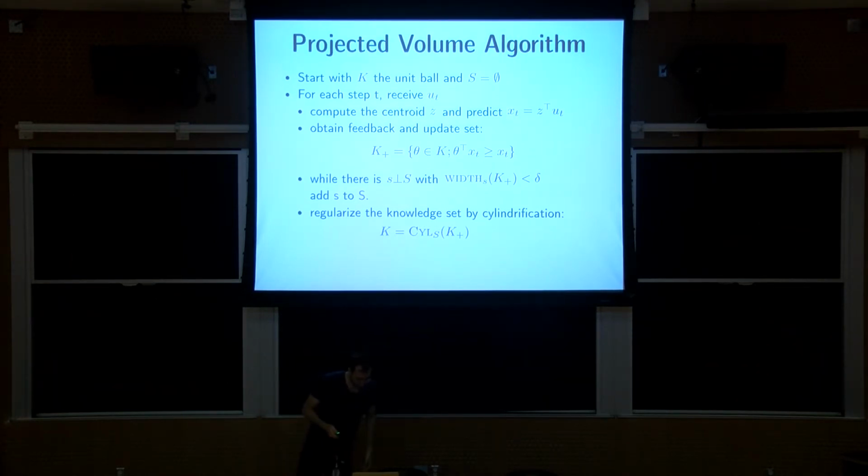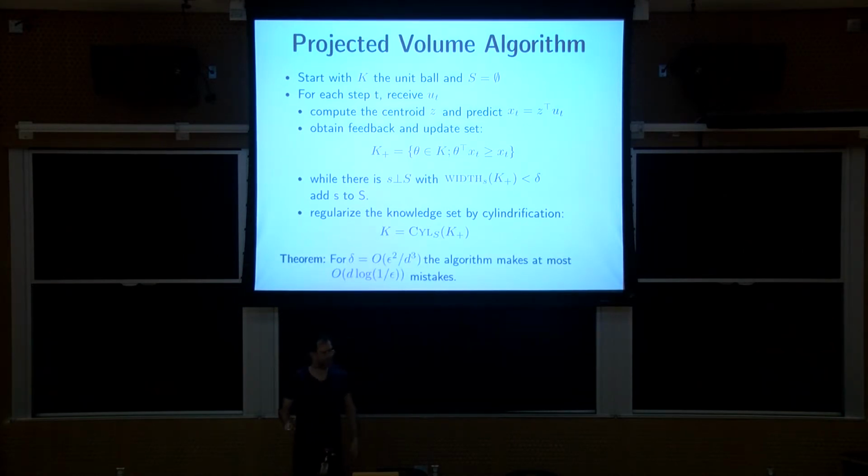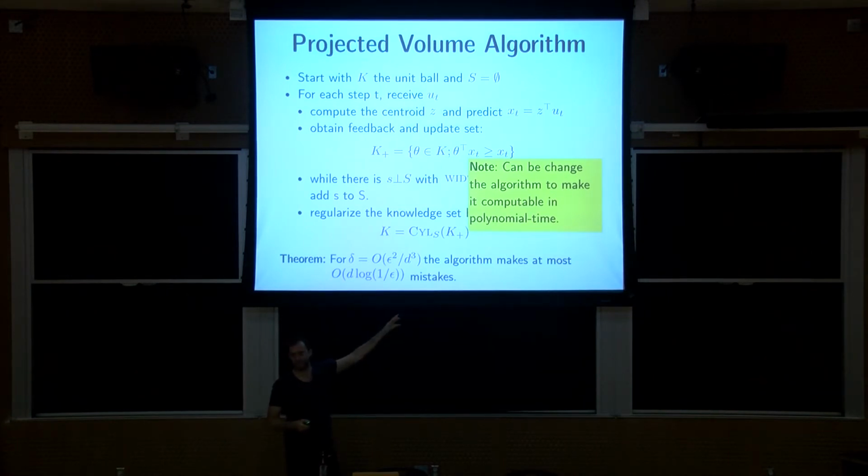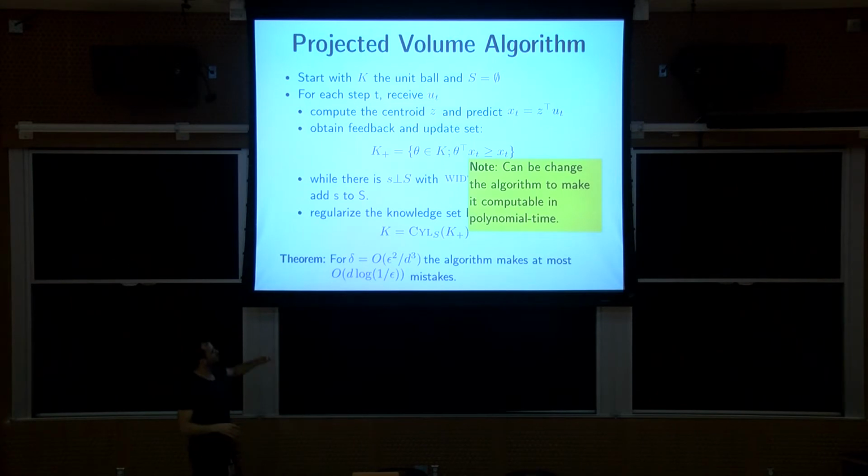So that's the algorithm. If you spend time with convex geometry, you know that all of those things are NP-hard to compute, but they can be made computational with some more work. You can implement this, not exactly this, but this actually gives you the right regret. You can also get the right regret in polynomial time, but I'm not going to talk about that. Instead, I'll just state the theorem: if delta is small enough, then the algorithm gets you log 1 over epsilon regret.